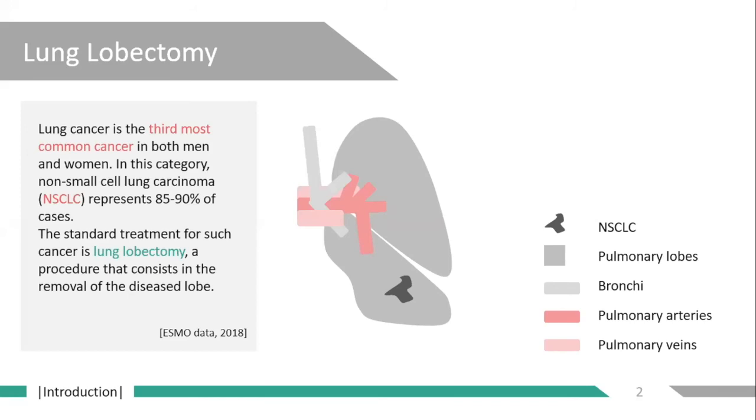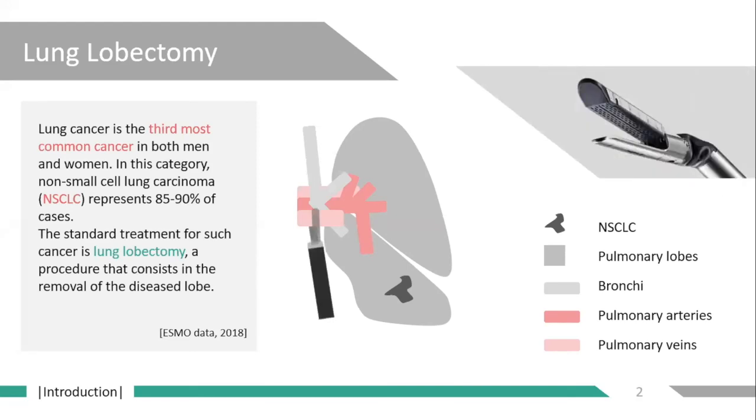This can be done by separating the lobe from both the circulatory system and the bronchi. This is possible thanks to this mechanical stapler, which is able to cut and suture those anatomical structures at the same time. Once all of them have been resected, it is possible to proceed with the removal of the cancer.